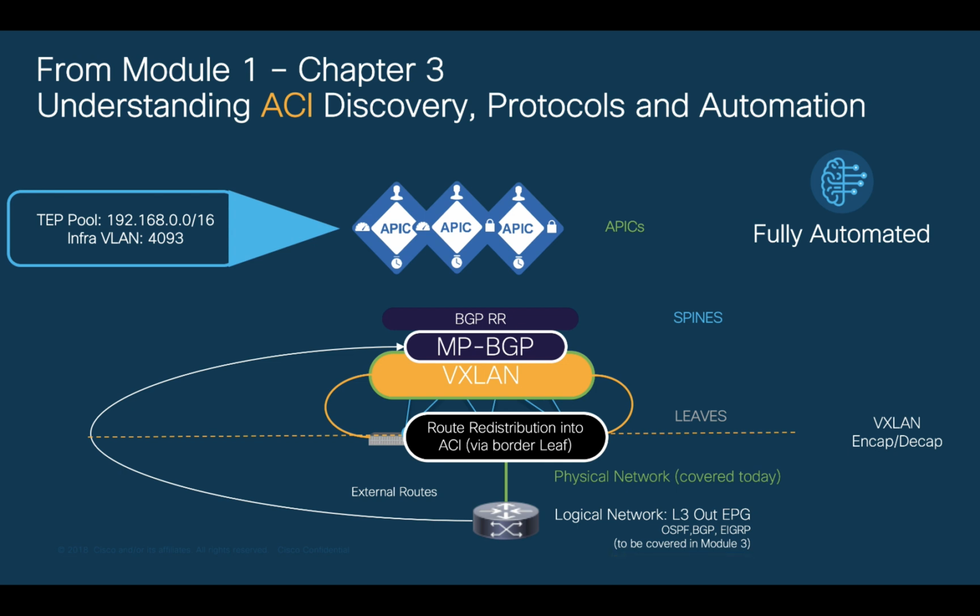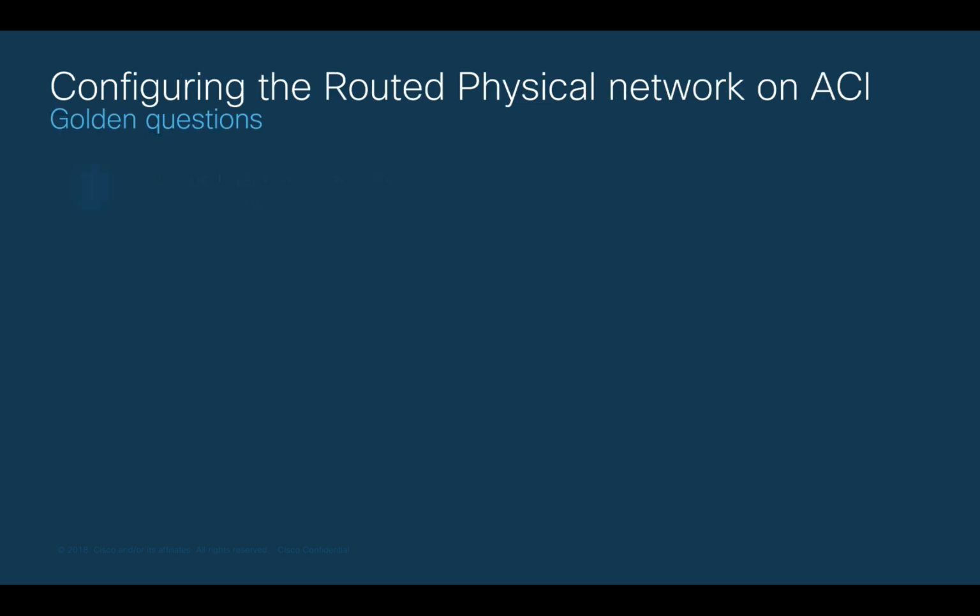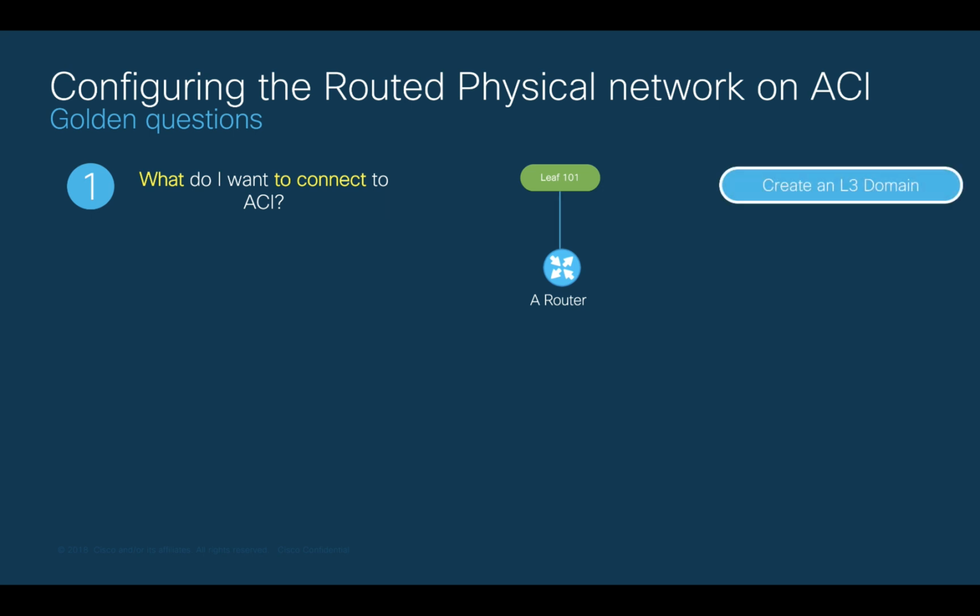Let's begin our physical network configuration then by going back to our golden questions, which I'm sure you're already very familiar with. The first one is, what do you want to connect to ACI? And the answer is, I want to connect a Cisco ISR 3945 router in my case, which will have a Layer 3 connection. Therefore, I will create an L3 domain.